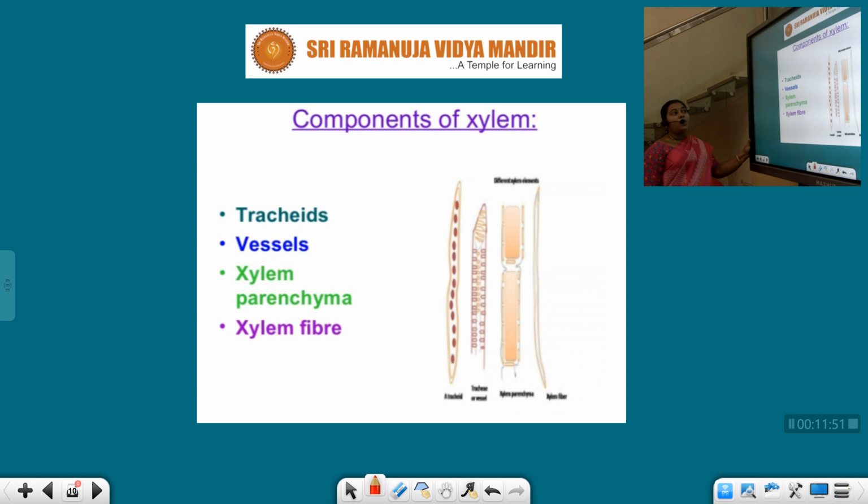Very important. Now let us discuss the components of the xylem. Already in the beginning of the complex tissue I said that this tissue is made up of more than one type of cells performing together as a unit. So let us see what components are present in the xylem: tracheids, xylem vessels, xylem parenchyma and xylem fiber.